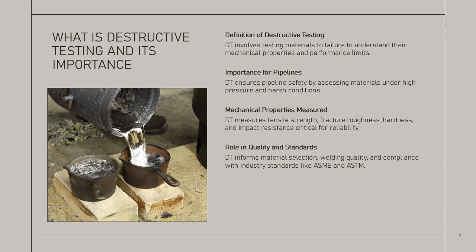and other extreme conditions. For pipelines, DT is critical because these structures operate under high pressure and harsh environments, making it vital to ensure they meet safety and reliability standards. DT helps engineers determine tensile strength, fracture toughness, hardness, and impact resistance, which are key factors in preventing catastrophic failures.